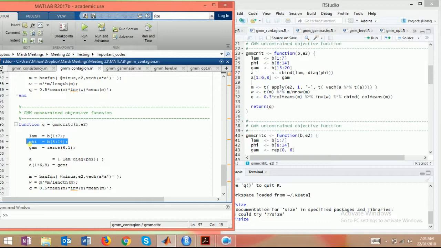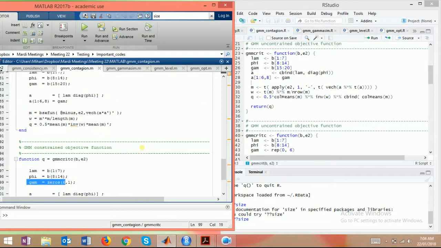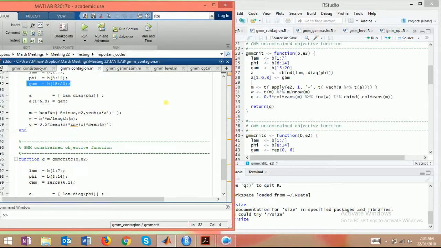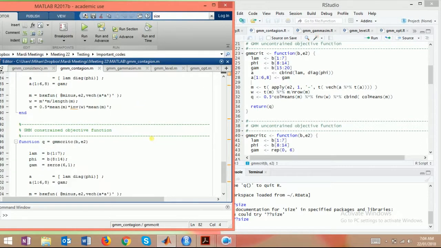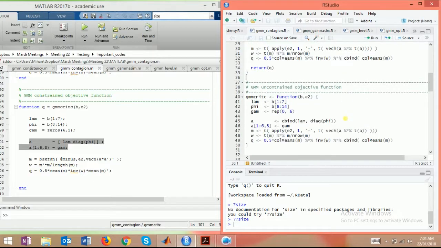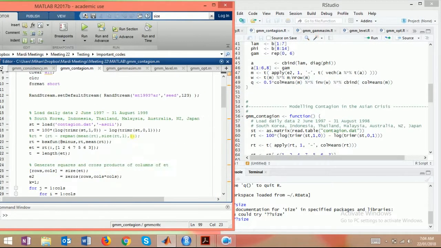Then the constraint. Now in the constraint one, everything else up to 5 is fine. Gamma is zeros, we don't have any gamma here. Everything estimated together, 15 to 20 will be our gamma values, 1 to 6 where the gamma will be stored. Here zeros, 6 rows and 1 column. The seventh is not being estimated, 6 rows and 1 column. So lambda diagonal of gamma, again gamma's place is where it is. Again we do everything as before.